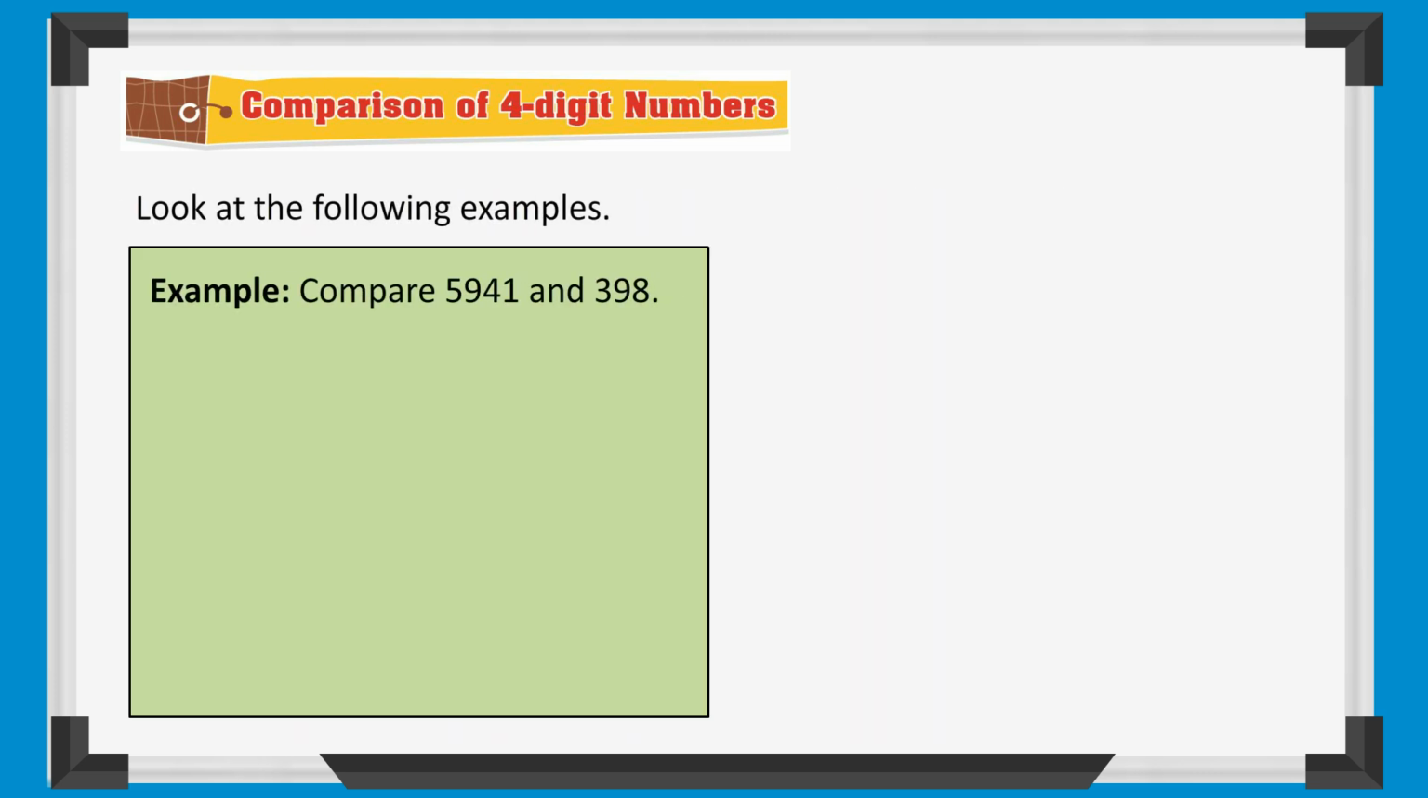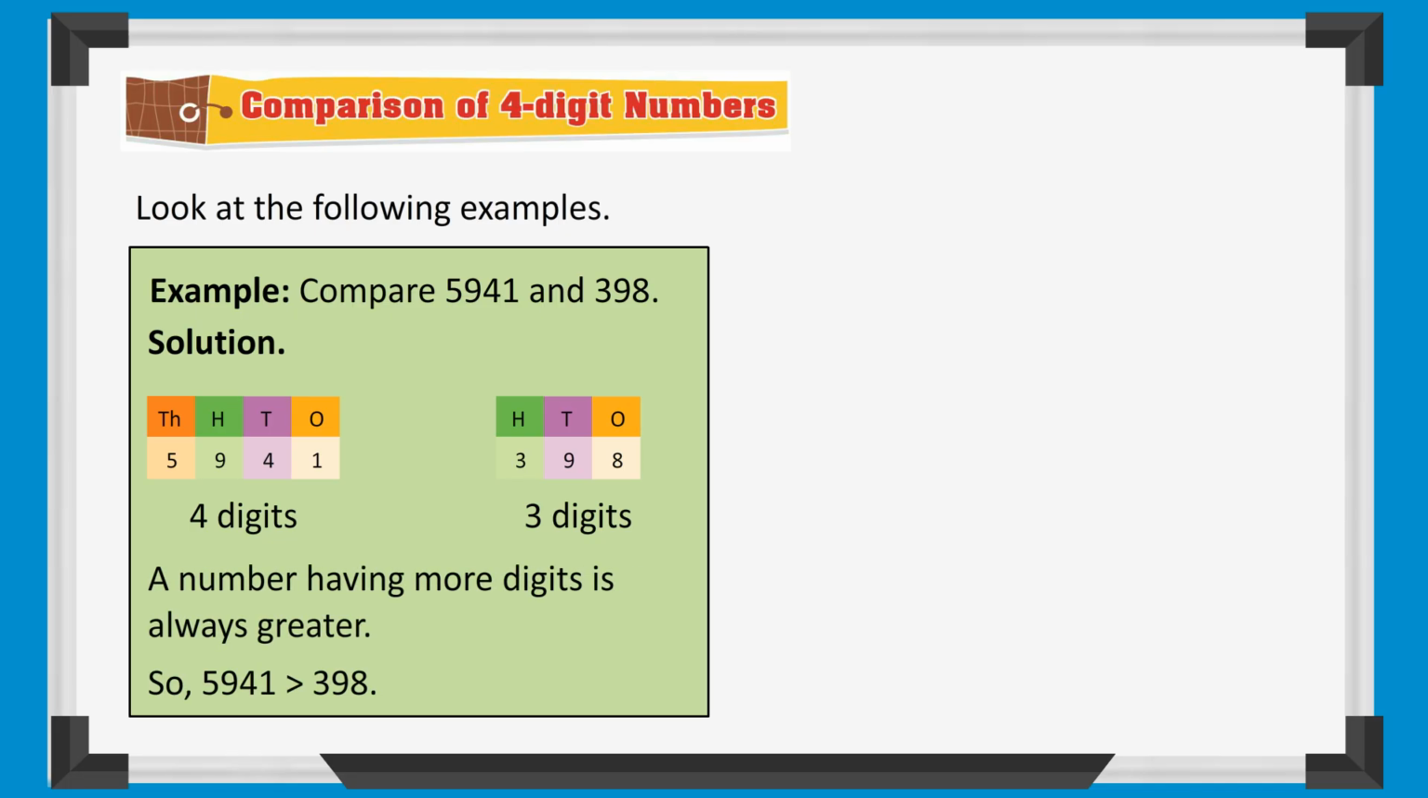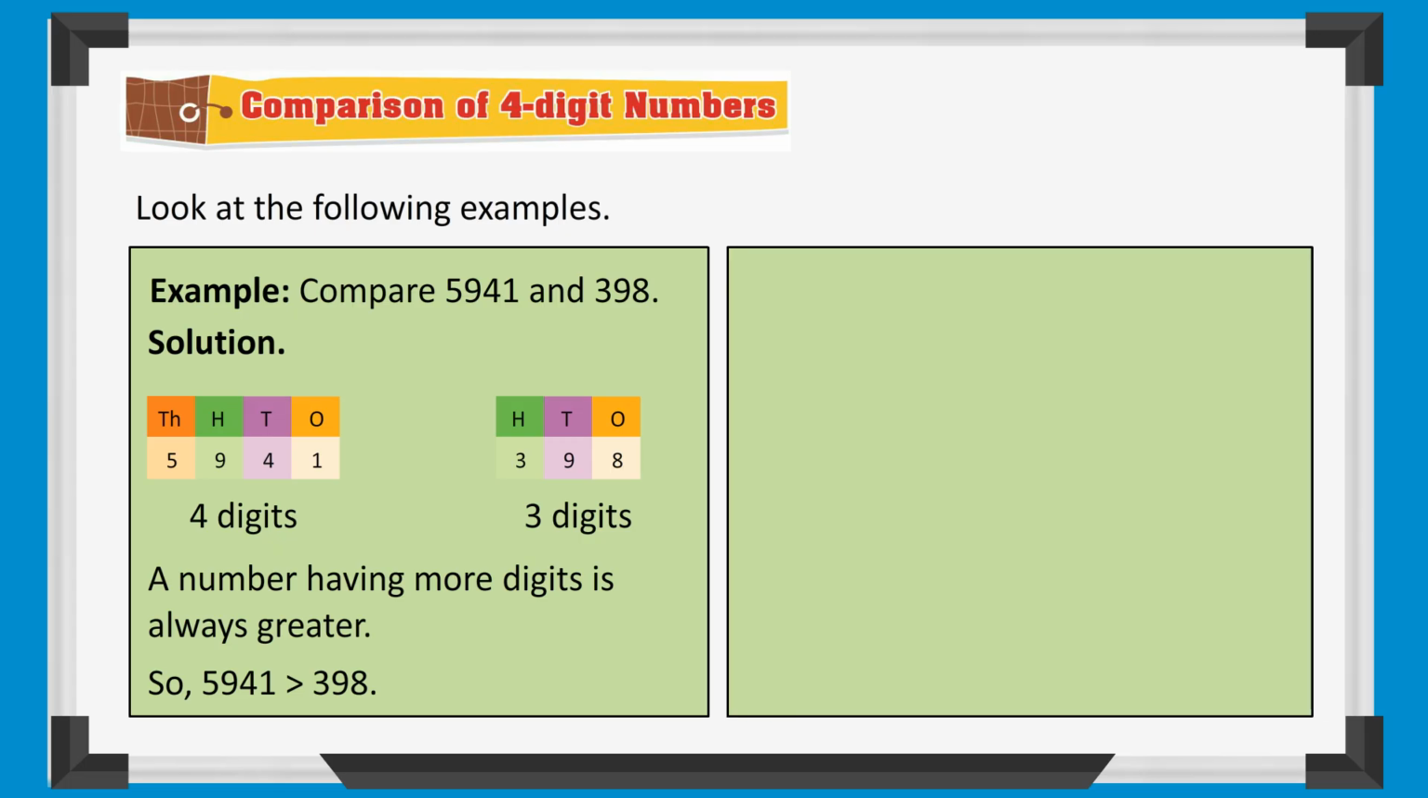Example, compare 5941 and 398. Solution, 5941, 398. 4 digits, 3 digits. A number having more digits is always greater. So 5941 is greater than 398.